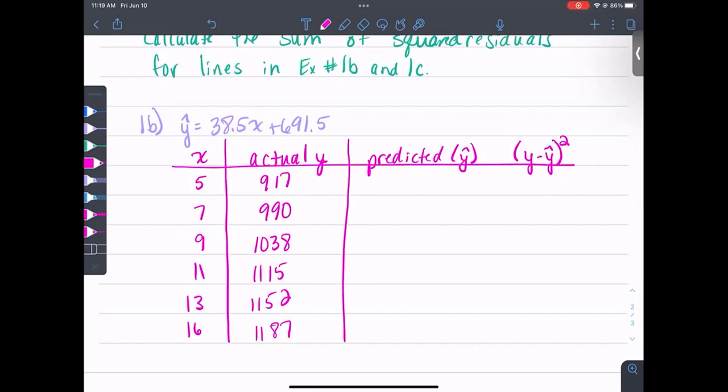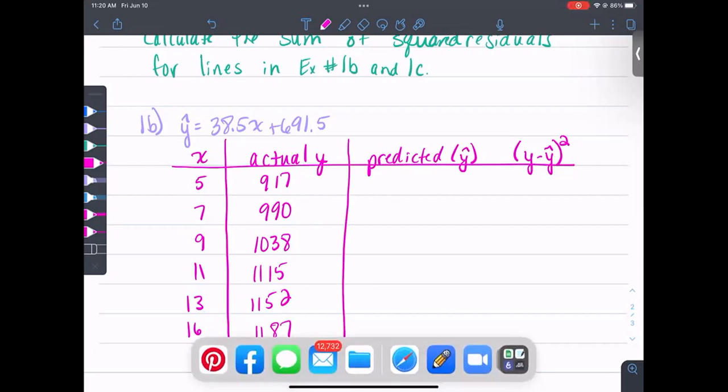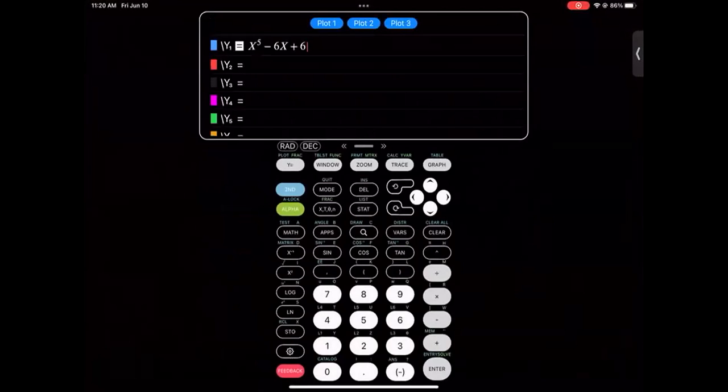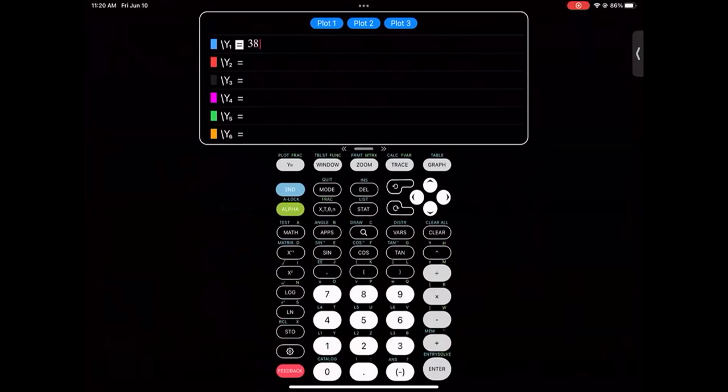Then for our predicted, from this point forward, you're going to want your calculator pretty handy for this lesson. So I'm going to bring up my calculator and show you the best way to get these predicted values, so yours will be side by side. I'm going to go into y equals, clear out anything that may be in there, and type in the equation we came up with: 38.5x plus 691.5. And I want to find the y values that correspond to the x values in our table.